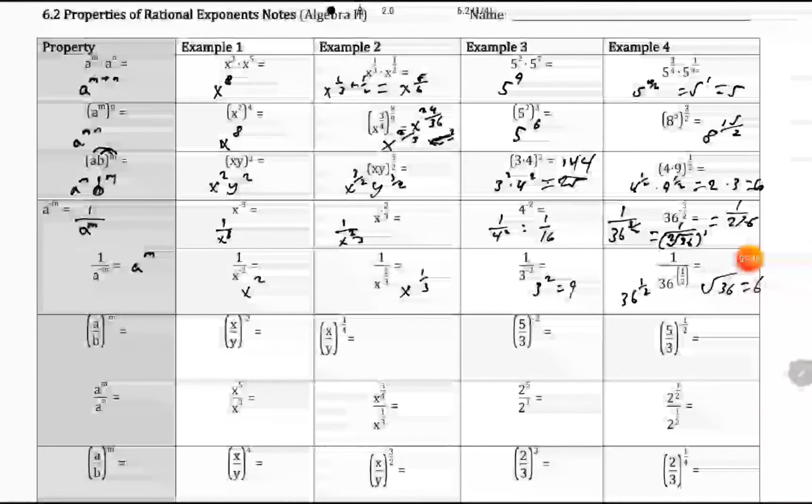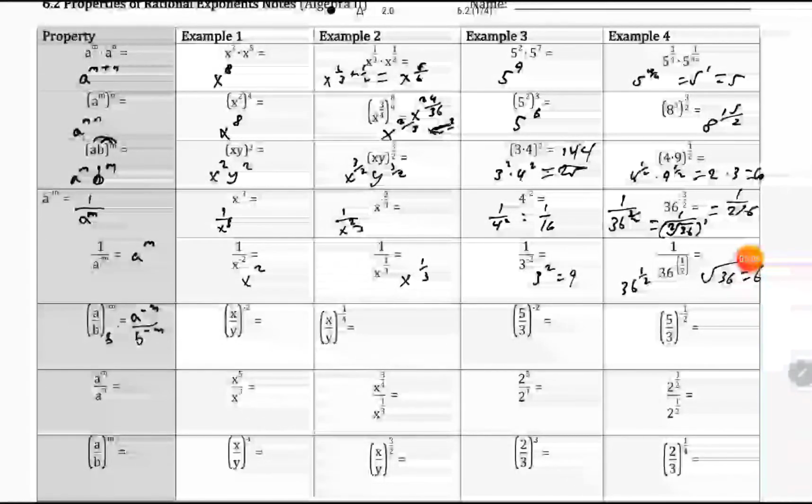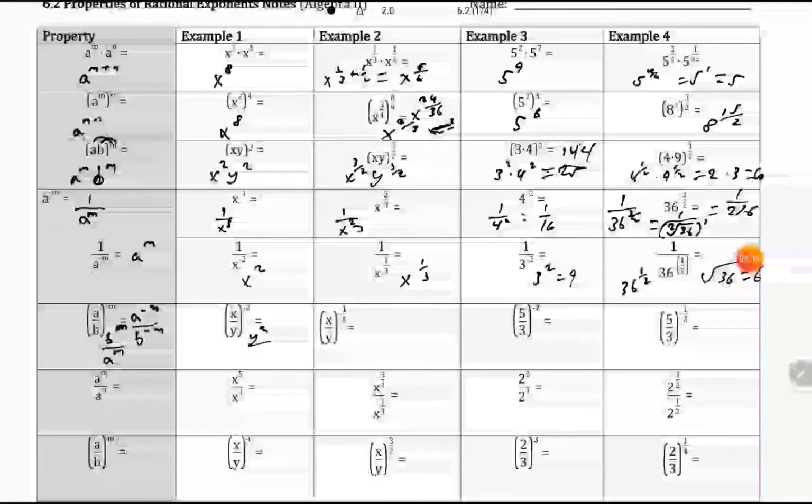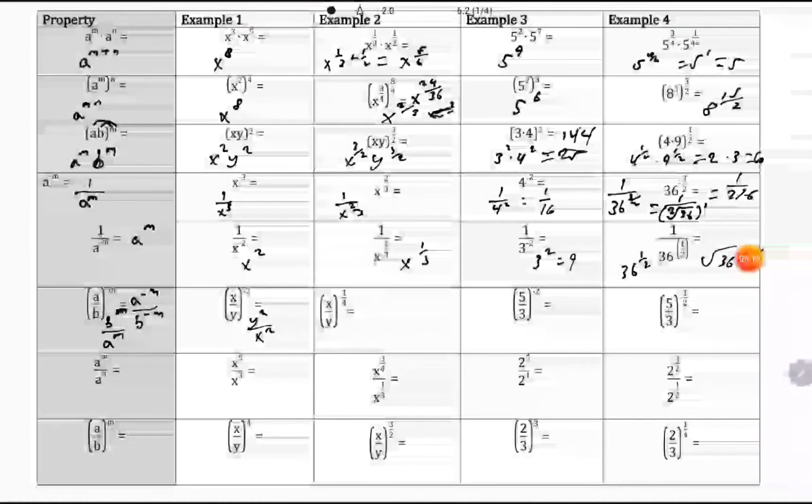Okay. This one. Oh, this is a negative exponent? Okay. So remember, this is a to the negative m, b to the negative m. That's me distributing my exponent. And then that'll change to b to the positive m up top, because remember what we do with negative exponents. And then the a moves to the bottom. So this is y squared over x squared. This is y to the 1/4 over x to the 1/4.